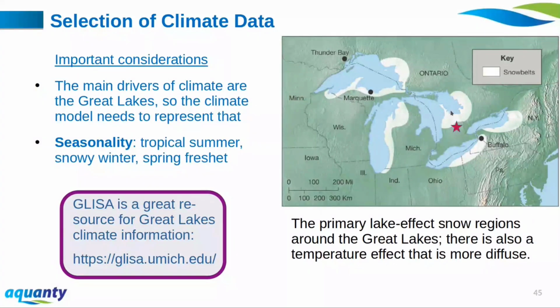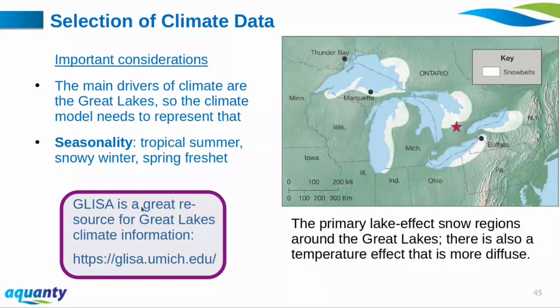And so you really want a model that represents the lakes. Unfortunately, that's typically only regional climate models. Global climate models don't represent the lakes well. There's a group called GLISA, the Great Lakes Integrated Science and Assessment. They have a lot of resources on this. They did reviews on climate models and looked at how they're representing the lakes. So if you're living in the Great Lakes region, visit their website and look at their material. It's pretty good. We were also interested in seasonality.